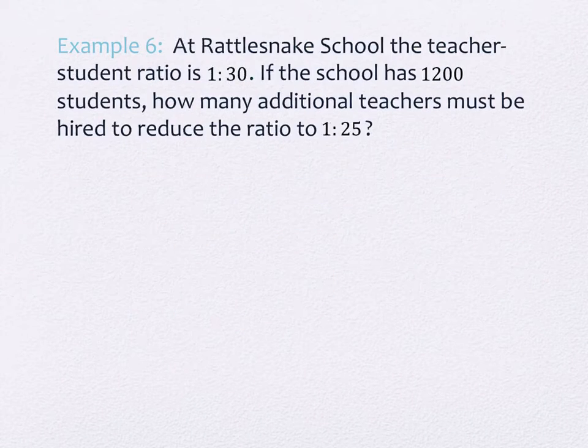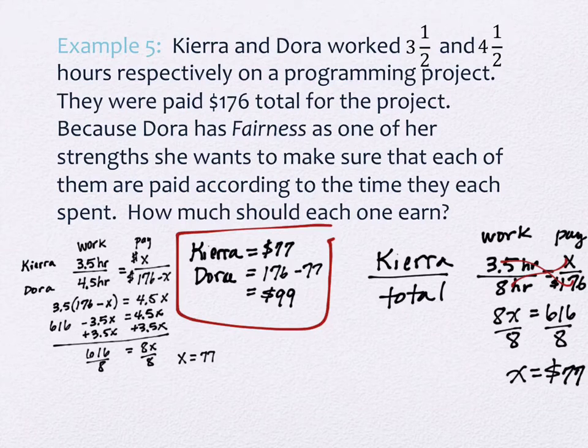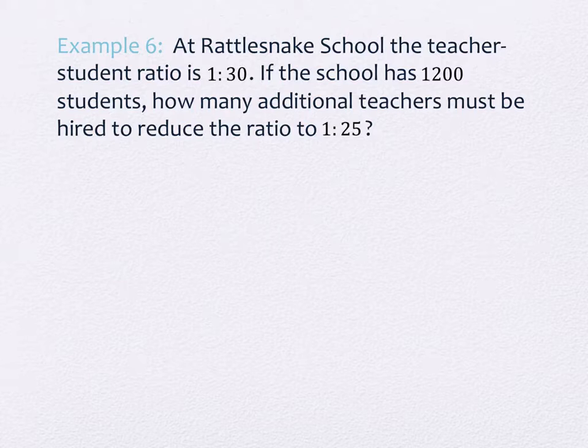We are on example 6. So we're going to flip over to that one. This one says, at Rattlesnake School, the teacher-student ratio is 1 to 30. If the school has 1,200 students, how many additional teachers must be hired to reduce the ratio to 1 to 25? So this is a really cool problem because it's not directly one step. The ones we did last Friday were all one step. You just did one piece. But they were still just one proportion that you did to find your solution. On this one, you actually have to do more than one.